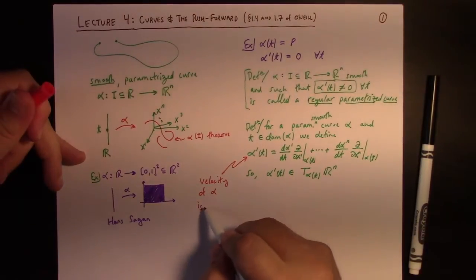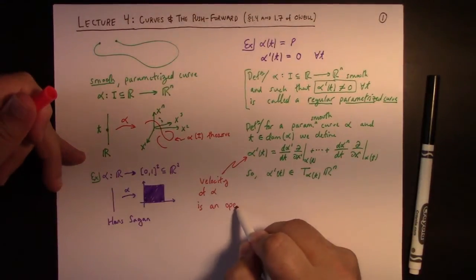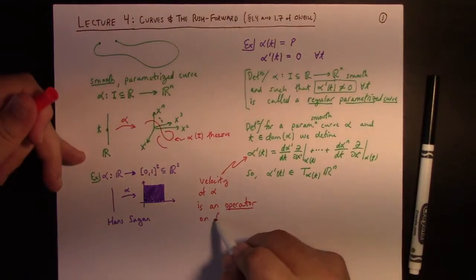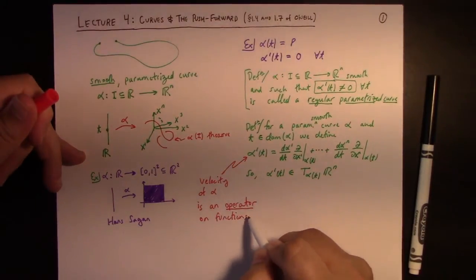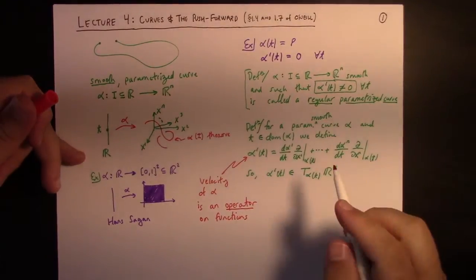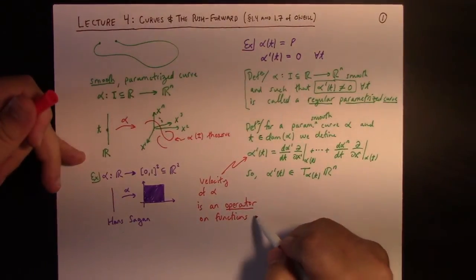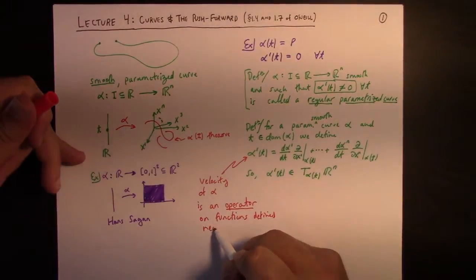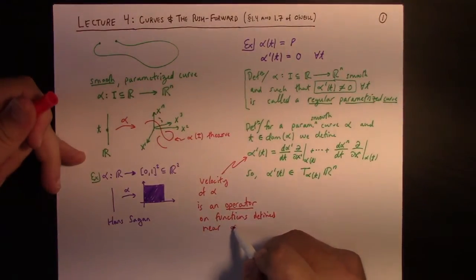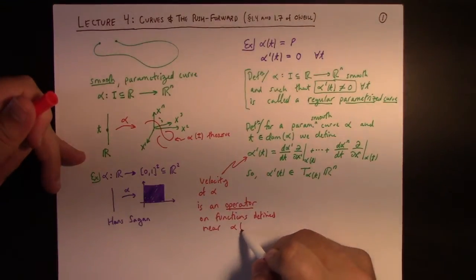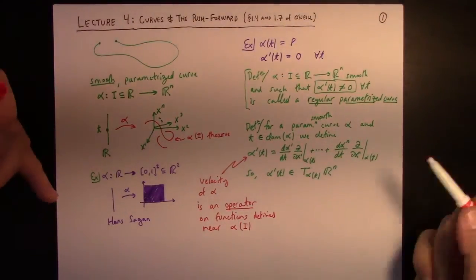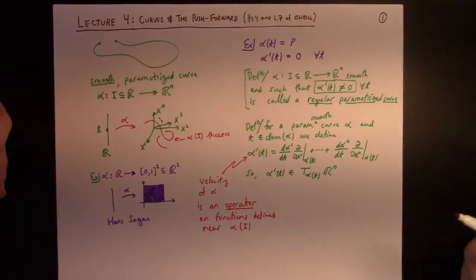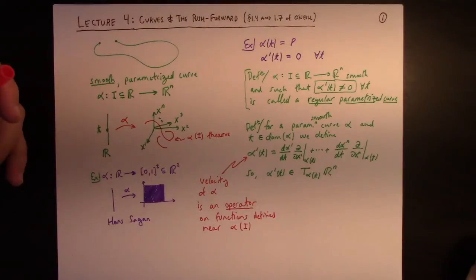It is an operator on functions, defined near alpha of I. If you have a function which is smooth and has a domain which at least contains some open set surrounding the curve, certainly we can make these calculations.